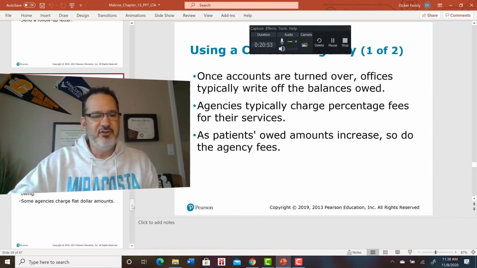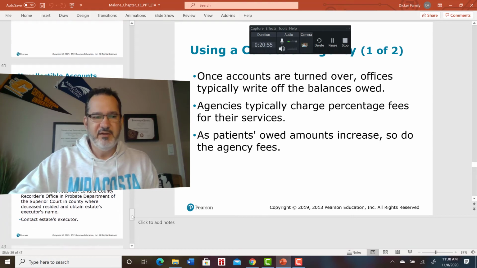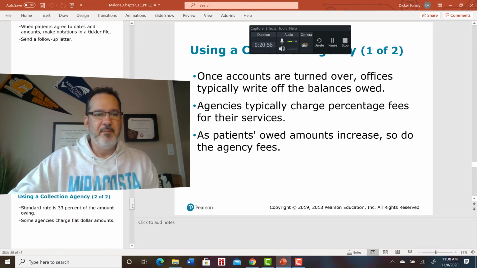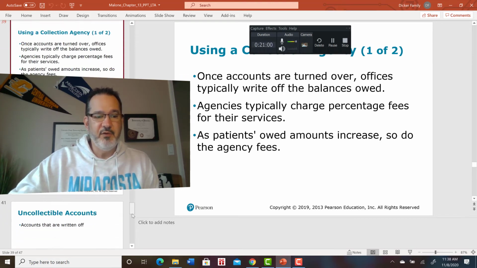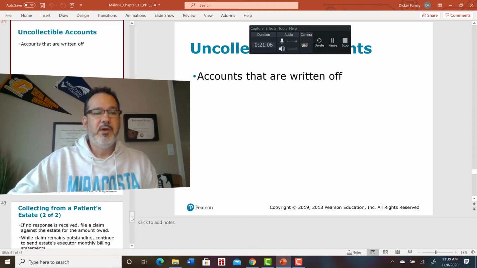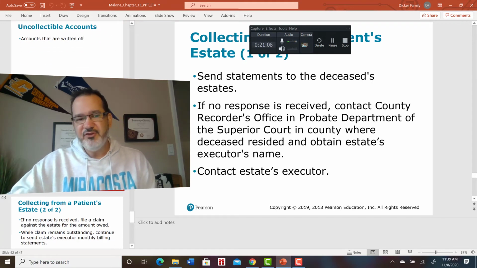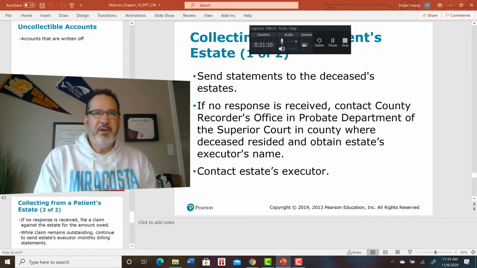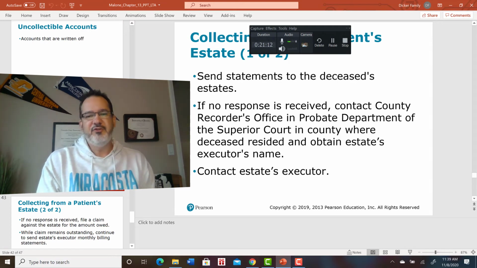So we try not to use them very often if we can avoid it. And then if we can't get anything, then accounts are written off. We'll just write off the loss. Okay, on deceased patients, there's a couple of things that we might do.